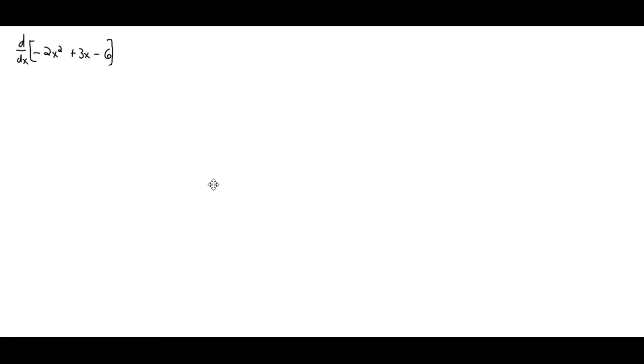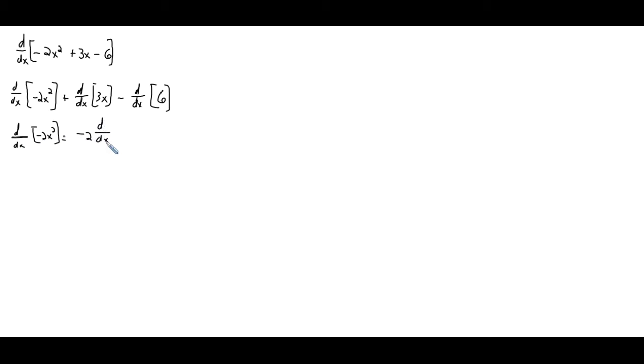Let's do some examples. The derivative of negative 2x squared plus 3x minus 6. Okay, so we know that we can distribute that derivative over the sum or difference. So this equals the derivative of negative 2x squared plus the derivative of 3x minus the derivative of 6. And now let's tackle these one by one. So the derivative of negative 2x squared, we know we can pull the constant outside of the derivative. That's one of our properties. So that equals negative 2 times the derivative of x squared.